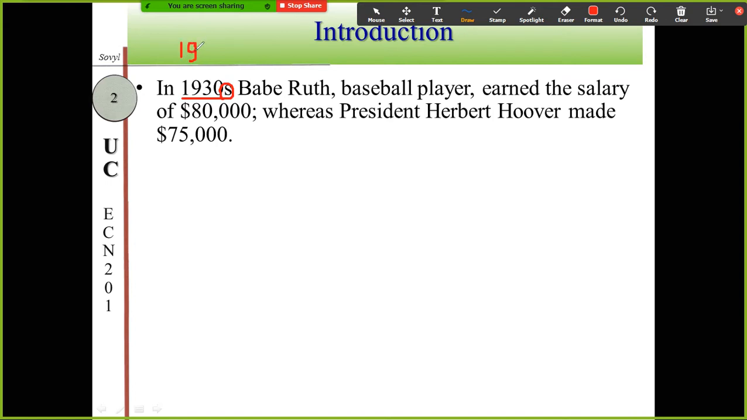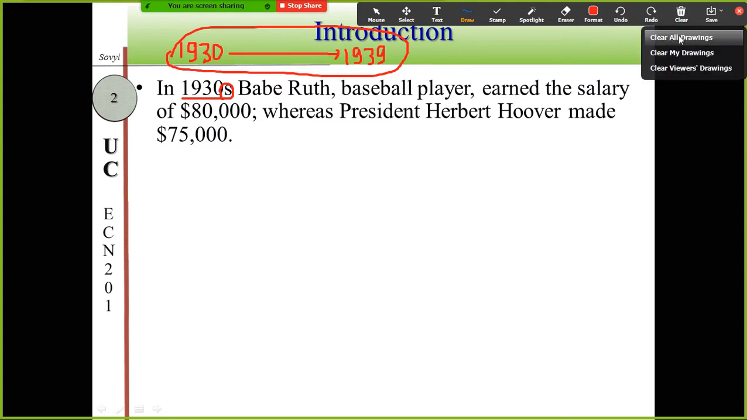So when we say 1930s with an S, it means it starts from 1930 to 1939. This is a 10 year period, or a decade. However, if we say 1930 without an S, this is only 1 year. 1 year is 1930, not a 10 year period. But in this case it is a 10 year period.